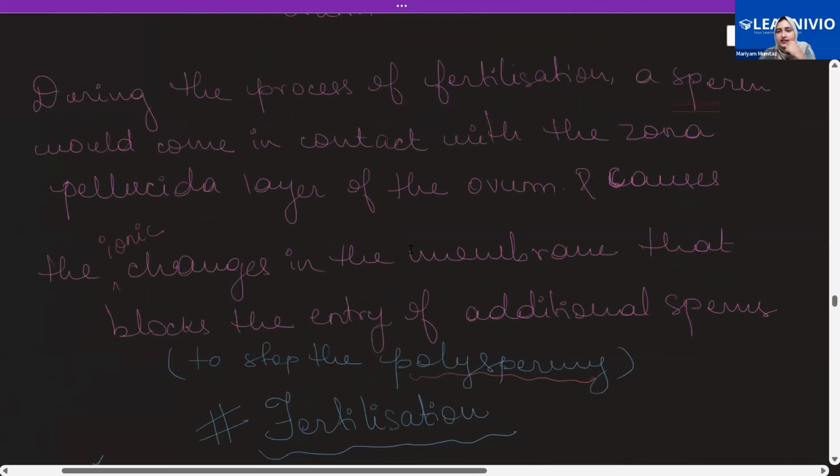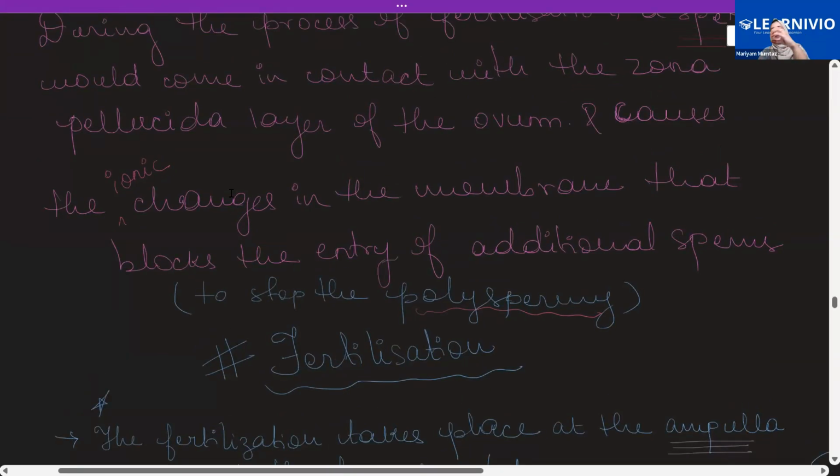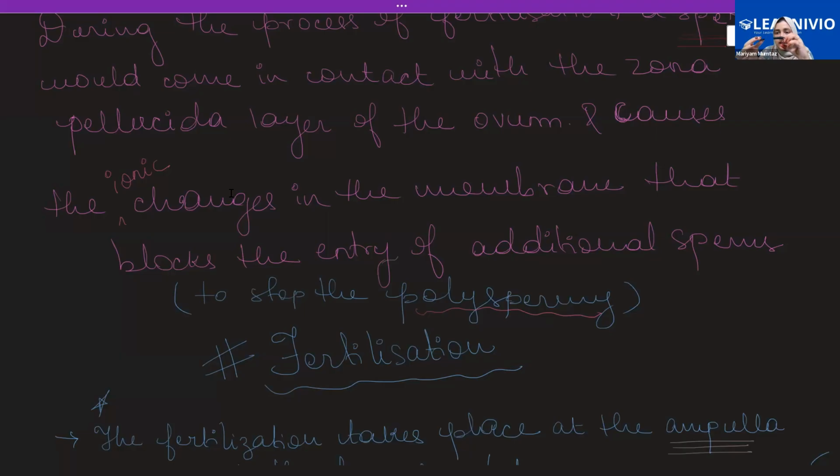So during the process of fertilization, a sperm comes in contact with the zona pellucida layer of the ovum and causes ionic changes in the membrane. As soon as it comes in contact with the zona pellucida layer, a conformational change occurs, because now the ovum has to block the entry of any other sperm other than the one that has reached. Why? Because several sperms would come and fertilize that egg, but we only need one, or else it will be an abnormality, isn't it?